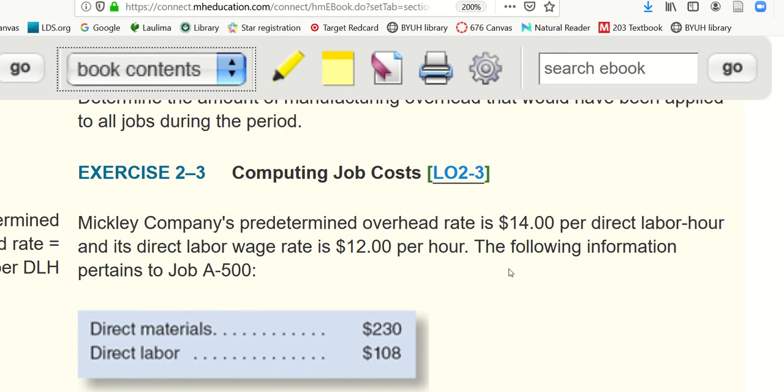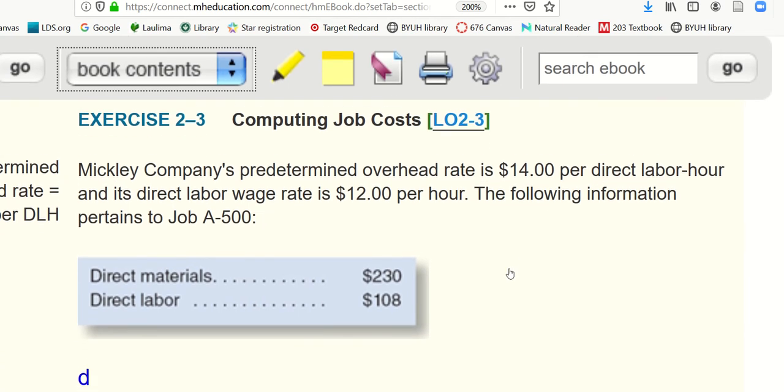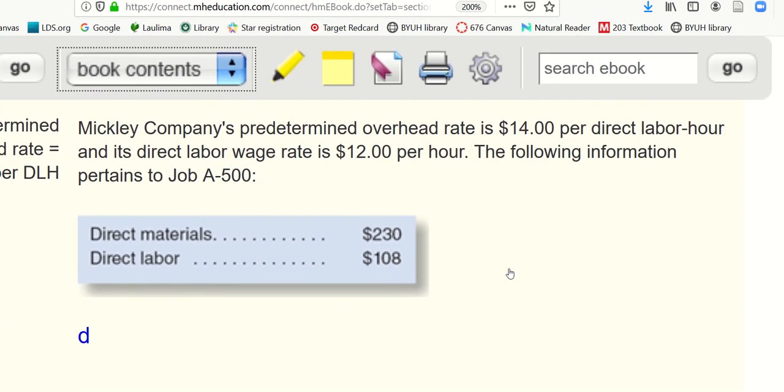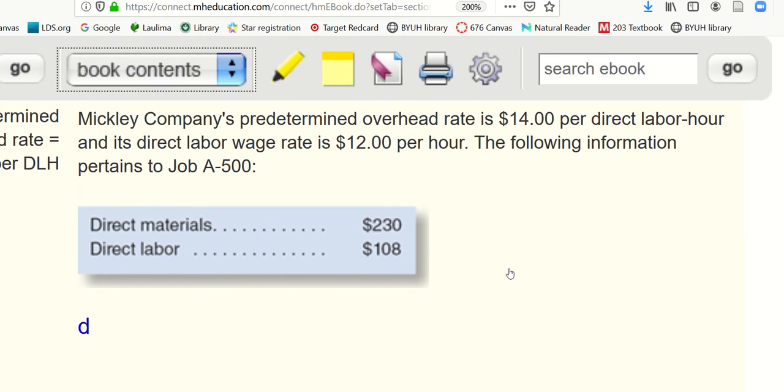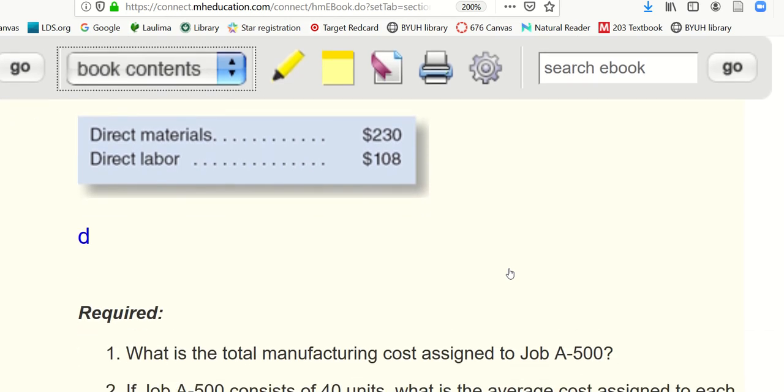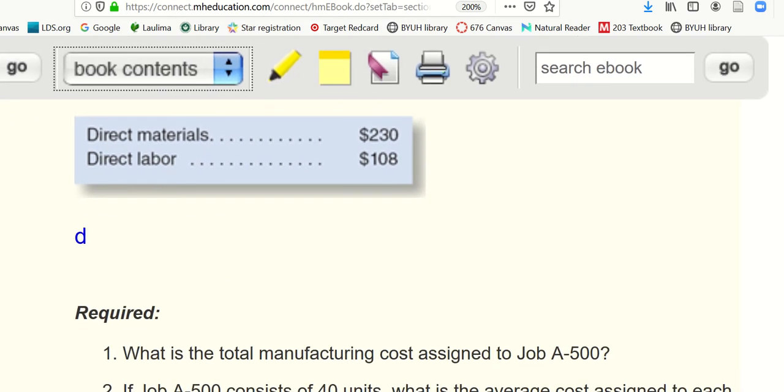So Mickley Company's predetermined overhead rate is $14 per direct labor hour, and its direct labor wage rate is $12 per hour. The following information pertains to job A-500. Direct materials is $230, direct labor is $108. What is the total manufacturing cost assigned to job A-500?